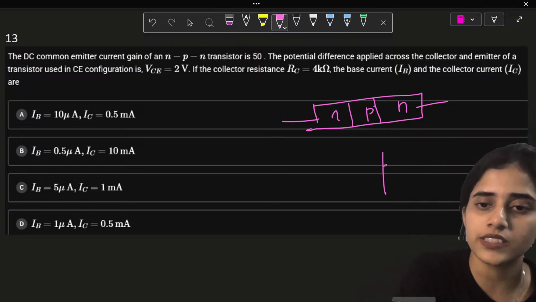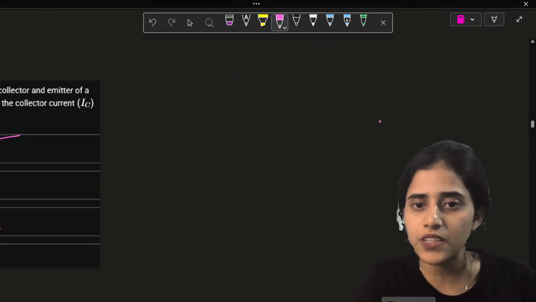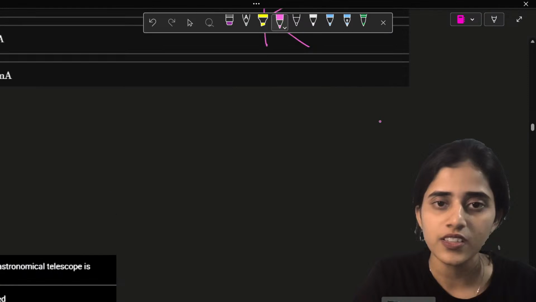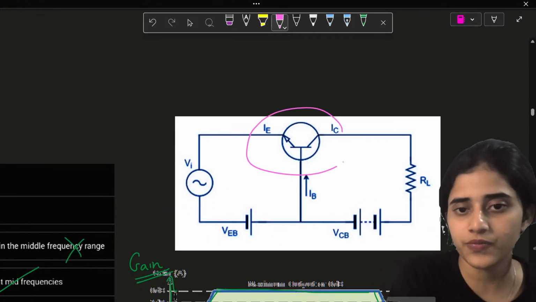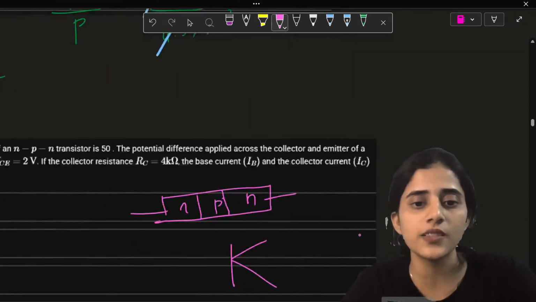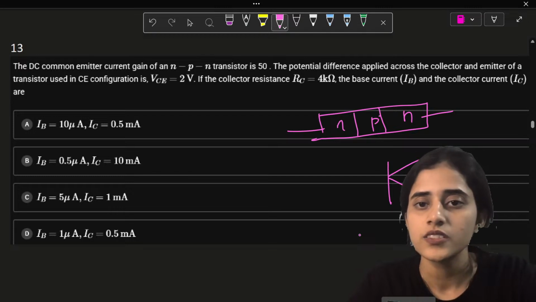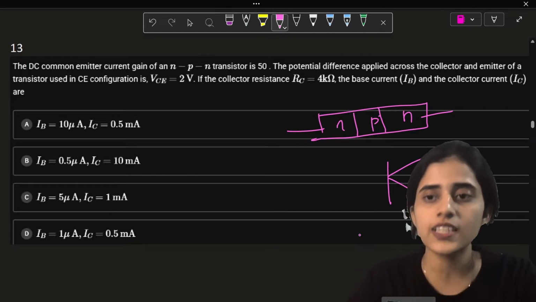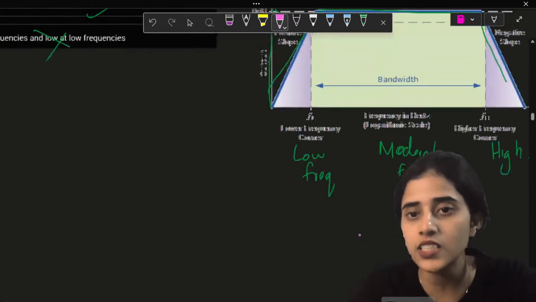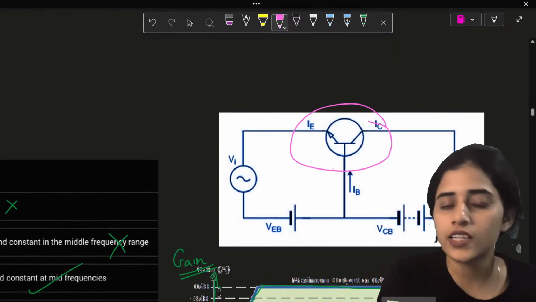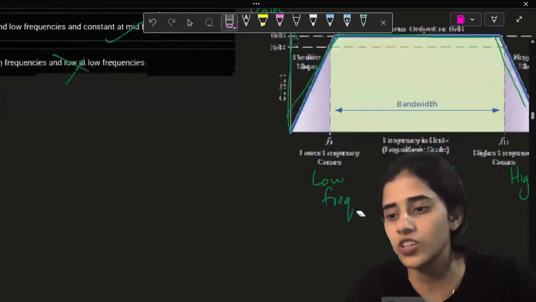So, I'm a little bad at drawing, but I'll still try. No, this is not how you draw. I think I have a picture of a transistor somewhere. Oh, yeah, here. This is a transistor. Okay. So, what does the question say? The potential difference across the collector and emitter of a transistor is 2 volts. Collector and emitter. Oh, this is a different configuration. Sorry.